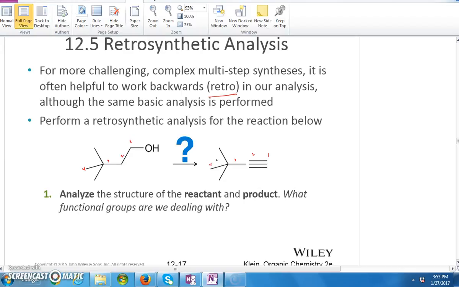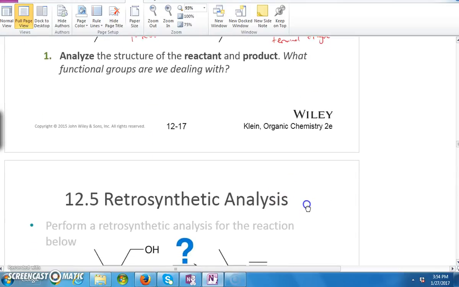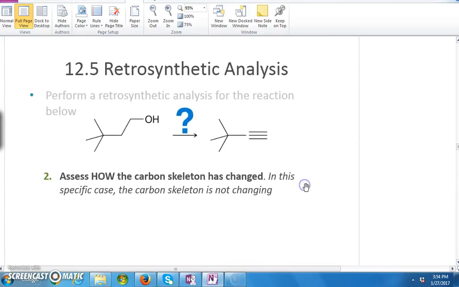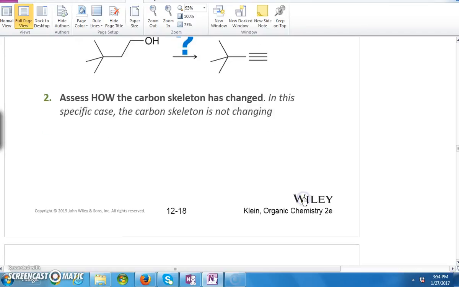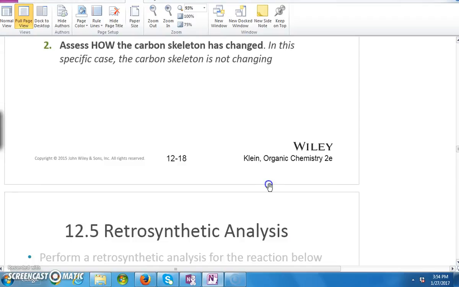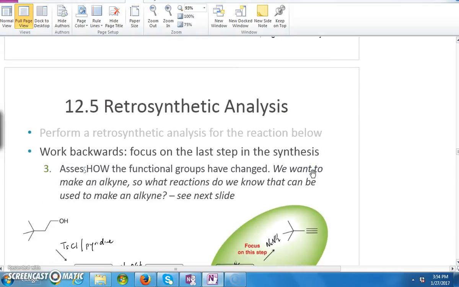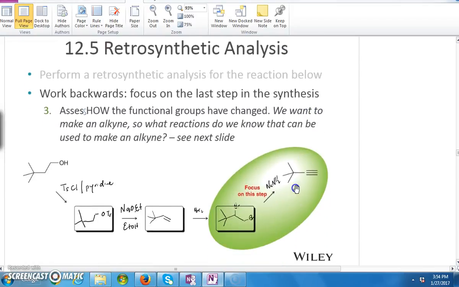The other thing we have to look at is that the functional groups have changed. We have a primary alcohol here, and here we have a terminal alkyne. So what's really going on here? You have to analyze the reactants and the product, what functional groups we're dealing with, and then assess how the carbon valency has changed. In this case, it is not changing, like I told you, and then you work backwards. You always focus on the last step.